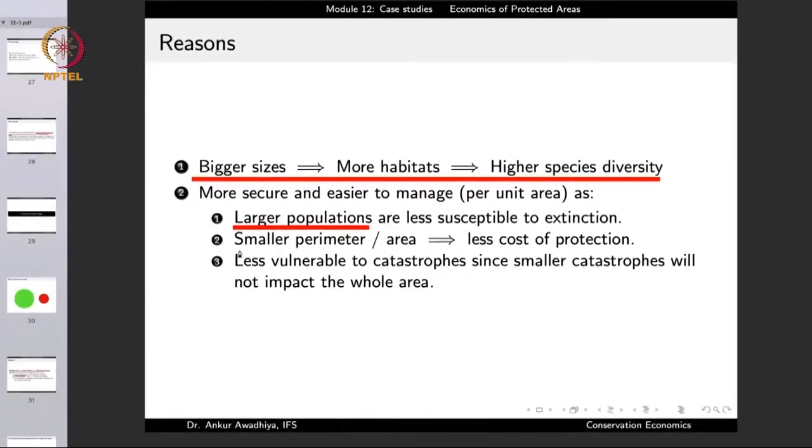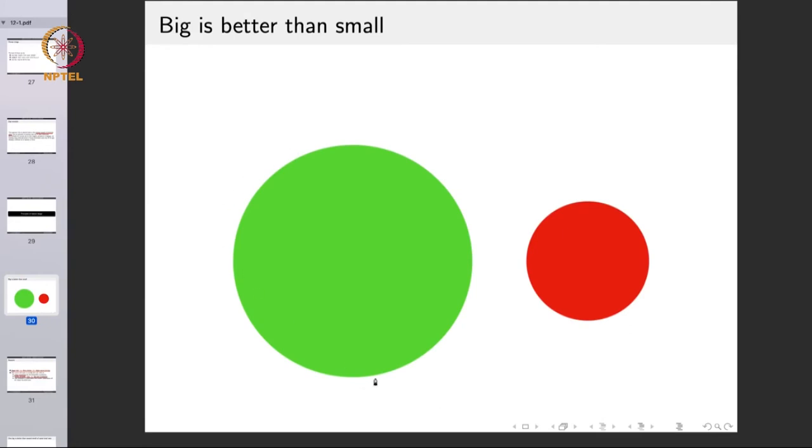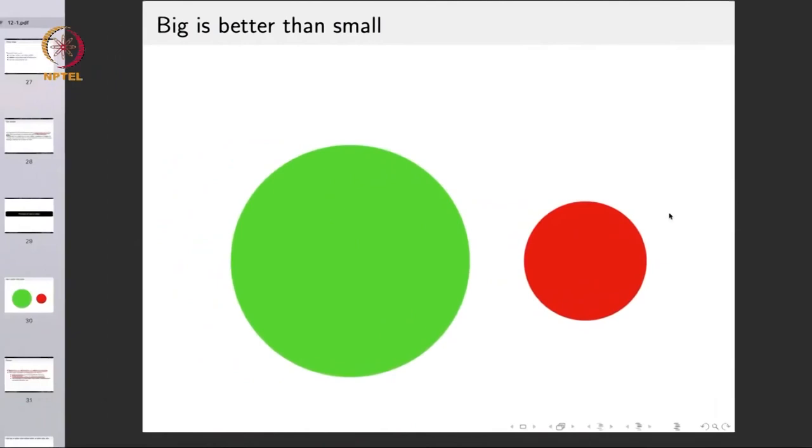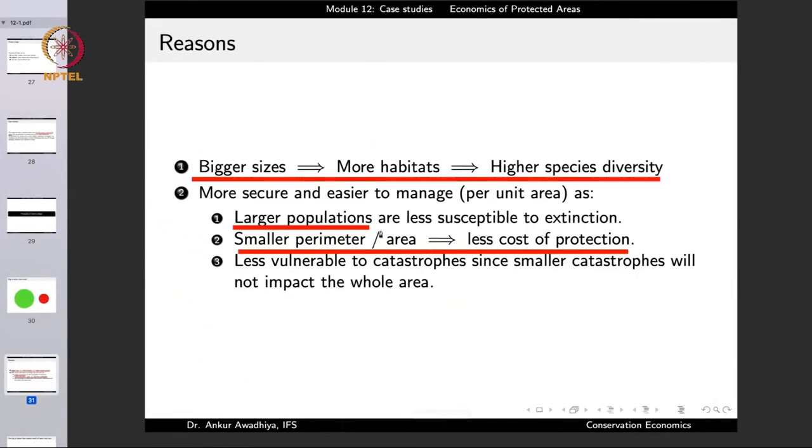Then in the protected areas, you need to protect the perimeter, because the perimeter is where people can get into, whereas the species get protected in the area. Now, as you increase the size of a protected area, the ratio of perimeter to the area of this reserve reduces, which means that it becomes much more cost effective to provide protection to this reserve. So the larger the size of the reserve, it has the smaller perimeter per unit area, which makes protection more cost effective. Then these are also less vulnerable to catastrophes, because smaller catastrophes will not impact the whole area.